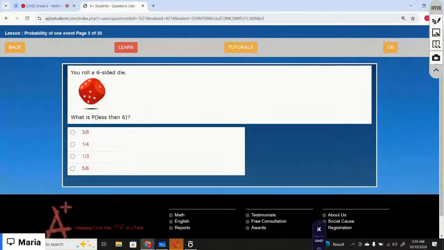You roll a six-sided die. What is the probability of a number less than 6? Which is the correct option? That is 5 out of 6.